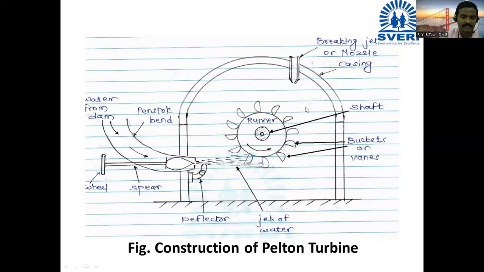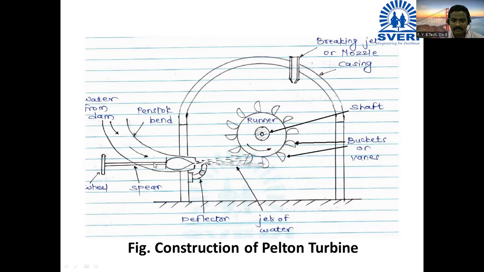See, now let us see the working of this Pelton turbine. This Pelton turbine is also called an impulse turbine. Why is it called an impulse turbine? Because if you see the inlet of this nozzle, the only energy present is the kinetic energy. As we know, in the dam water is stored, and it possesses potential energy. When it flows through the penstock, what will happen? It converts potential to kinetic energy.